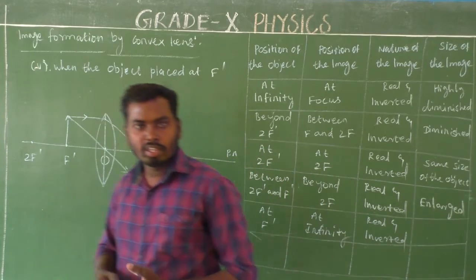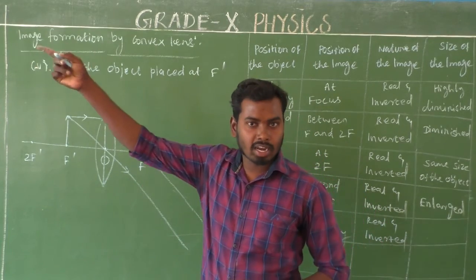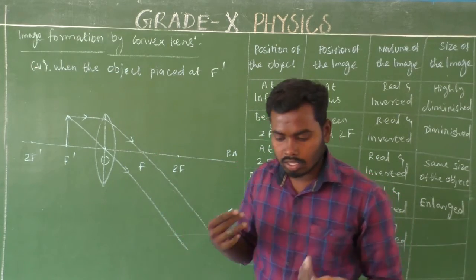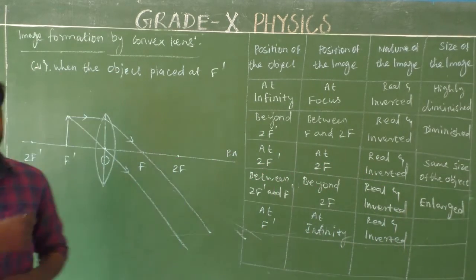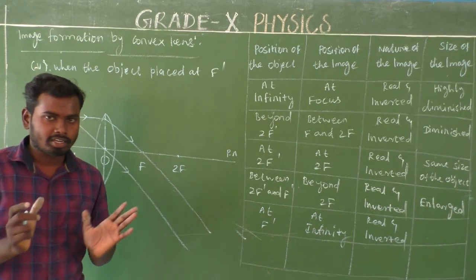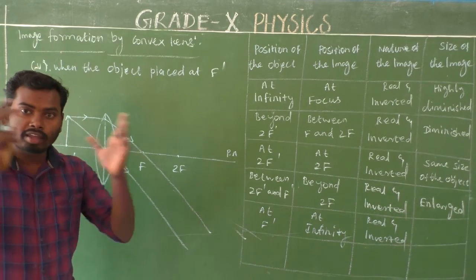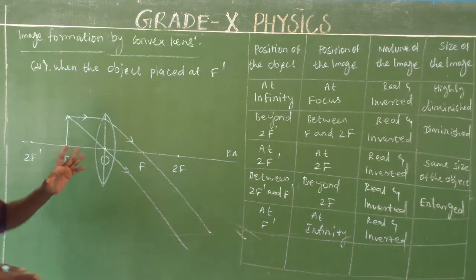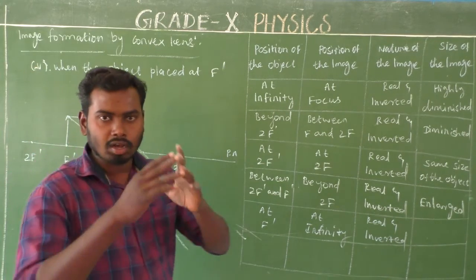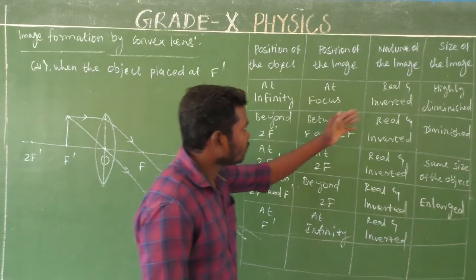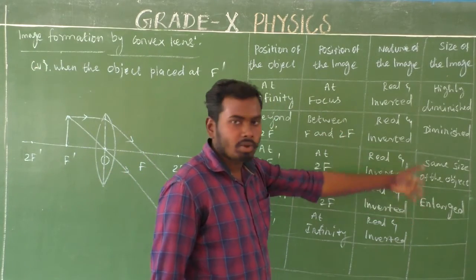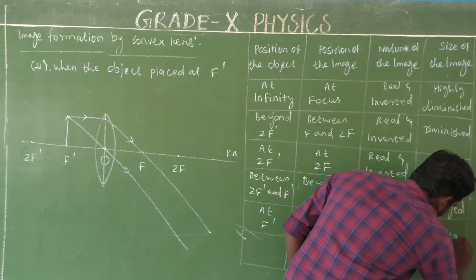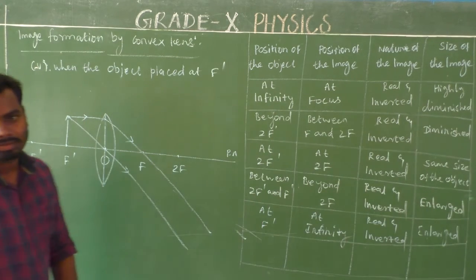Even though we know the distance between the convex lens and the sun, that is considered as infinity. Is it clear? But the sun's size is very high. Apart from the lens as well as the object, the sun's size will be considered very large. So here the image size will be enlarged. That's all, very simple. Is it clear?